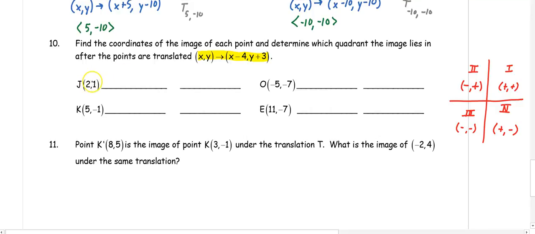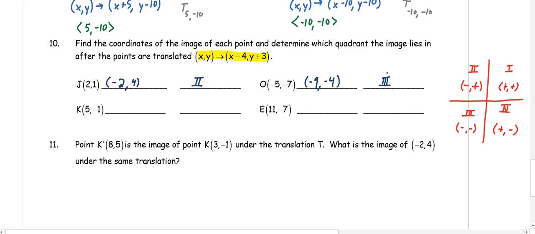So for J, 2, 1: 2 minus 4 is negative 2. 1 plus 3 is 4. So this would be in the second quadrant. Next, negative 5, negative 7. Negative 5 minus 4 is negative 9. Negative 7 plus 3 is negative 4. So this is in the third quadrant.